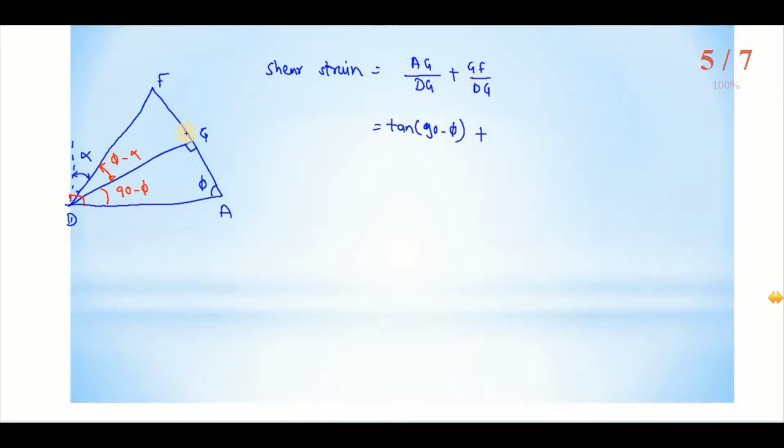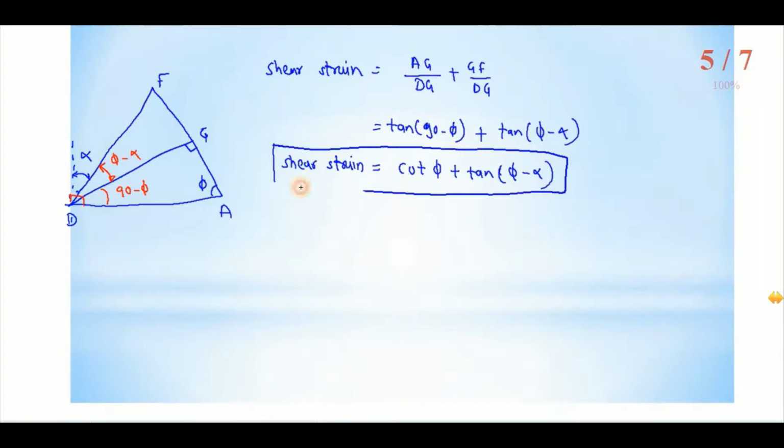And in the second triangle GF upon DG, so GF will be this and DG will be the hypotenuse. So front side upon hypotenuse, we are getting tan phi minus alpha. So here tan 90 minus phi, we can write cot phi, plus tan phi minus alpha. So this will be our shear strain. So this shear strain we can calculate, that is cot phi plus tan phi minus alpha.